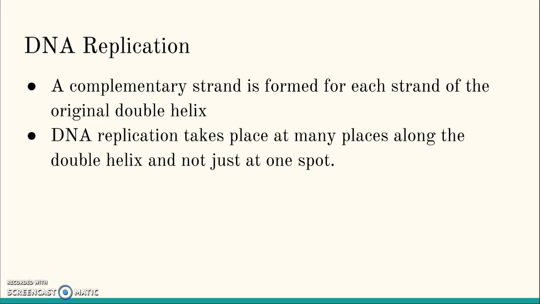Now, DNA replication can happen at multiple spots in the DNA at multiple times. It doesn't have to go from one end to the other. It can happen all along the DNA, at any part of the DNA at any one time. We just have to unzip that part of the DNA, have the helicase come in first, and then have the polymerase come in and feed in those nitrogenous bases and nucleotides so that we get that complementary strand.